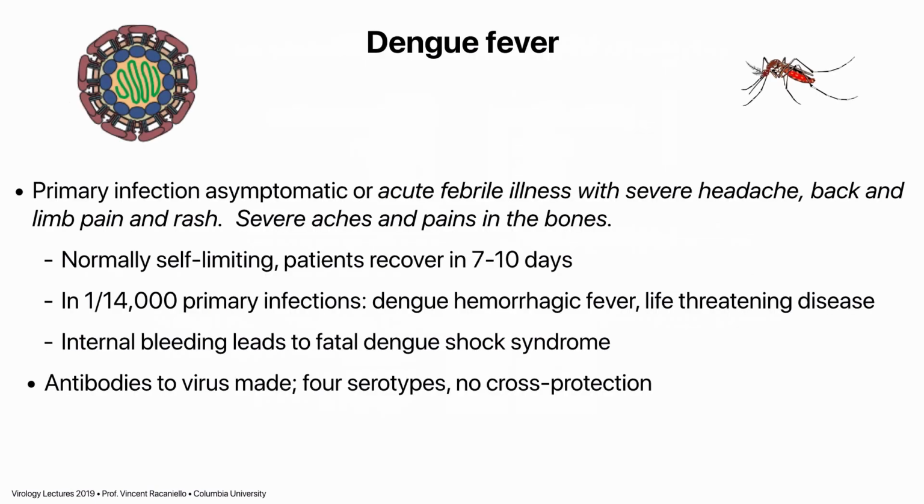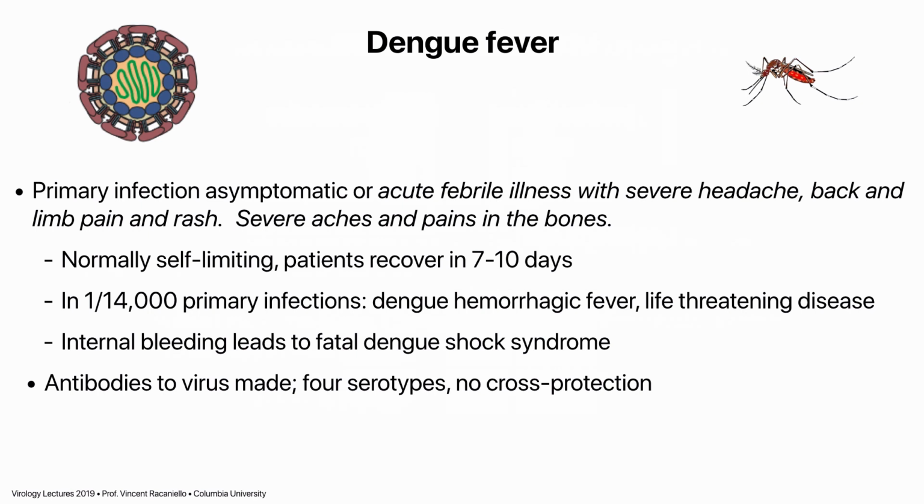But anyway, this is a virus that when it infects you, you get a primary infection. It's either asymptomatic or a febrile illness with severe headache, back, and limb pain. Particularly your bones hurt. It's very much like an arthritic disease. Normally you recover. Rarely you can get hemorrhagic fever where your capillaries are bleeding, 1 in 14,000. And that bleeding can lead to shock syndrome. You lose fluids. Now, there are 4 serotypes of dengue virus. When you get infected with one, you make antibodies to that serotype, but they don't protect you against the other 3. And that's where the problem arises.